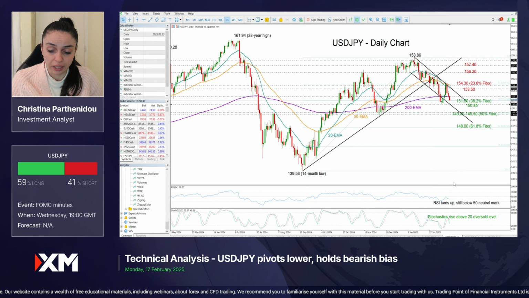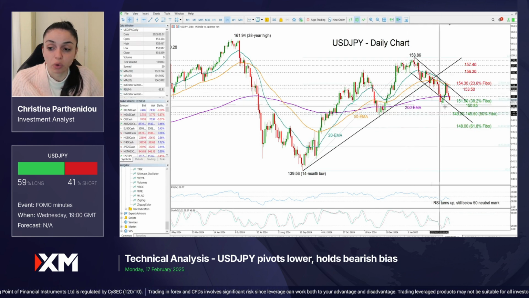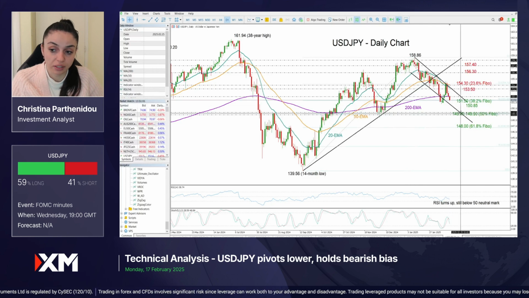Well, if we look at the RSI and the stochastic indicators down here, it seems that buying appetite is weak. Both the RSI and the stochastics are sloping downwards, so that means a bearish bias for the market. So downside movements are more likely than upside ones.